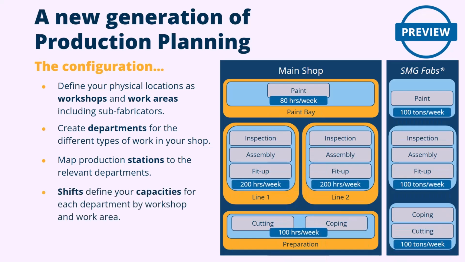And we add our capacities by defining shifts. Now, the shifts are per department, per workshop and work area, and can be defined as either a number of hours per week or a number of tons per week. And finally, to get this all to work together, on your production control jobs, you must apply your production routes, or routes, as I'm sure the majority of you are doing today. And then the introduction of work packages in 2024i will also be the final piece of the jigsaw. So if you're not already using work packages, then that's something you'll have to adopt in order for all this to work.